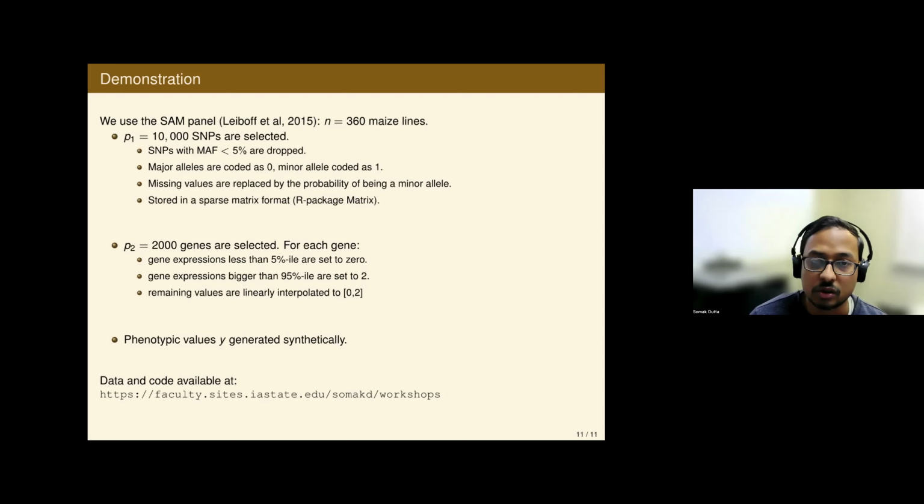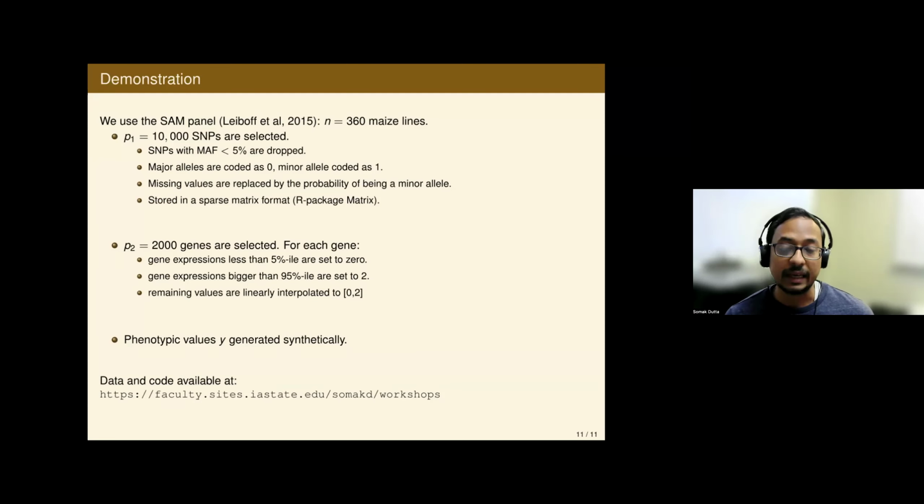We did some quality control. SNPs with minor allele frequency less than 5% are dropped. Major alleles are coded as 0. Minor alleles are coded as 1. Missing values were replaced by the probability of being a minor allele. And we store this matrix in a sparse matrix format. So we will see in a bit on R.